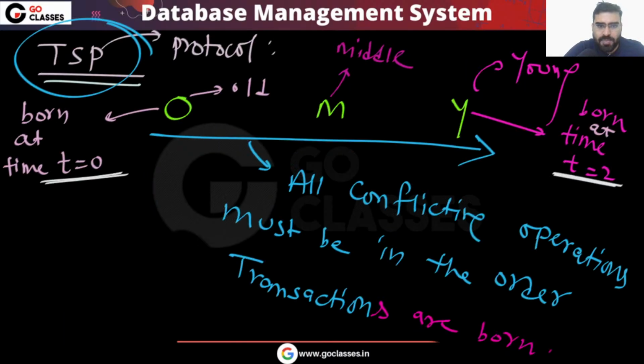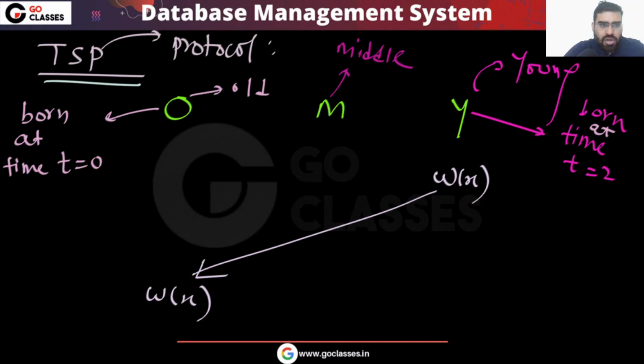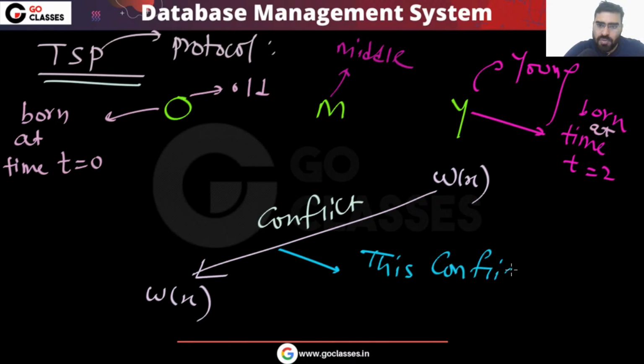The point is very simple: this type of reverse direction conflict is not allowed. For example, if one is writing, this is a conflict, and this order is not allowed. Again, you can notice this is a conflict, but remember, this conflict order is not allowed.